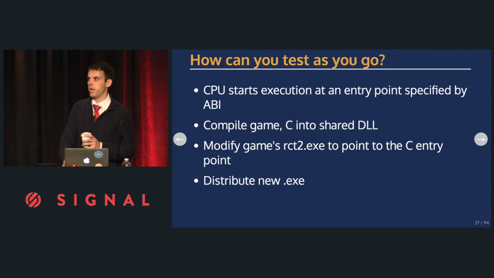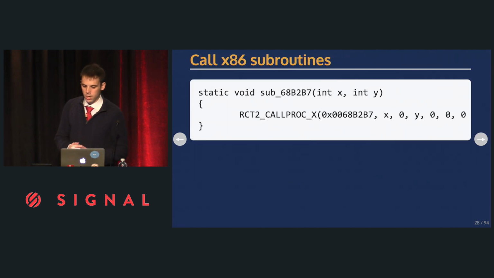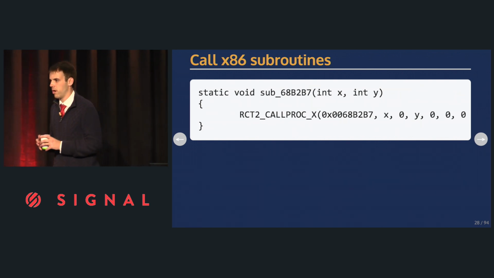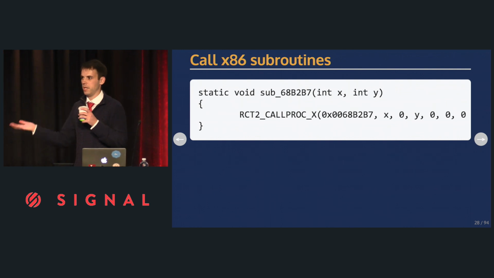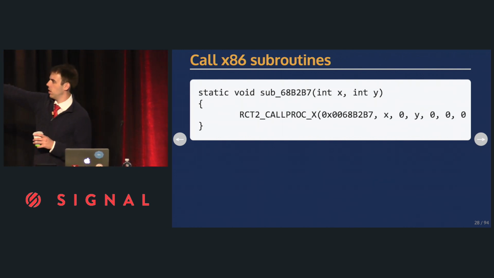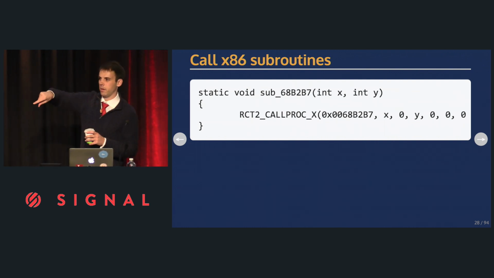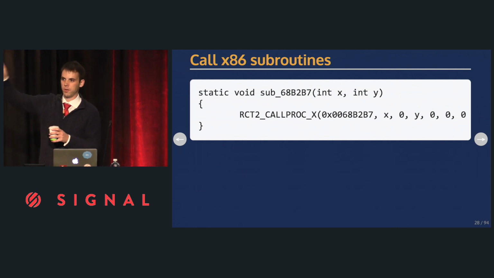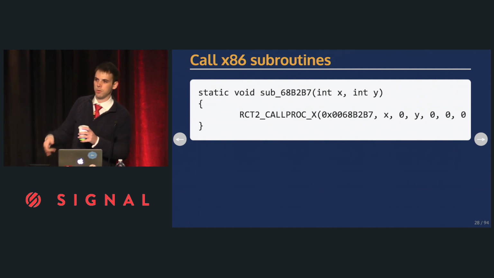And so then we can run the C code, and as we need to, we can call into x86. The way that works is they have these functions called RCT2 call proc, RCT2 call thunk. What these do is initialize the state of the world. You can see here it's setting a bunch of registers. And the first value there is an address. It's an address in the original game. So it's going to say jump to that address, load all these values into every register in the CPU, run that x86 subroutine, and that will do something, right?